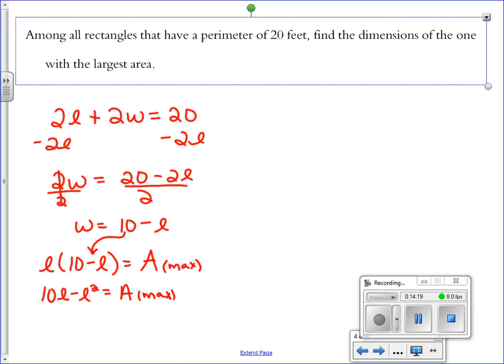The largest area, the maximum area. What point? That point has a name on a quadratic. What's the name of that point? Yes, but it has another name. It's a quadratic that opens upside down. That point right there, that's your maximum. What's that called? Remember the name of it?